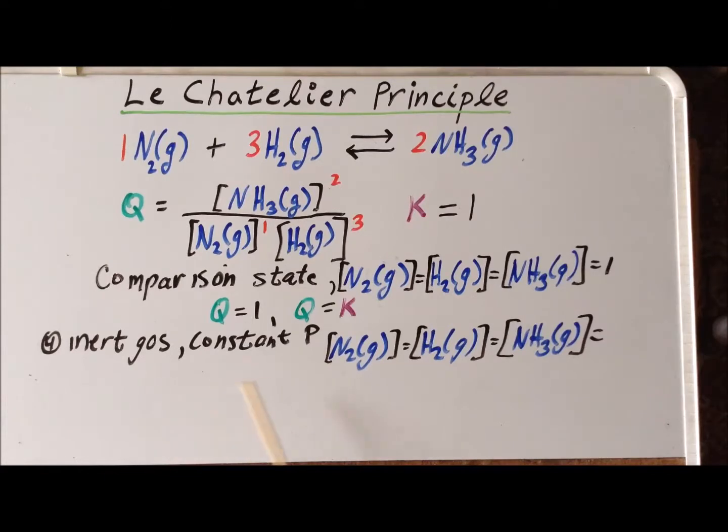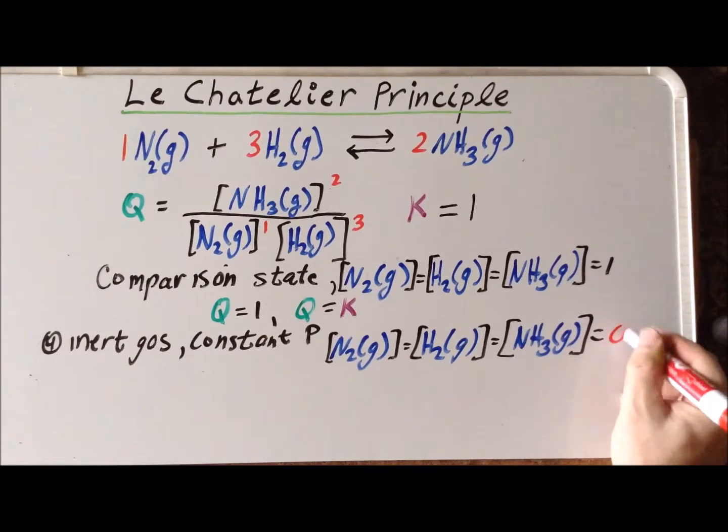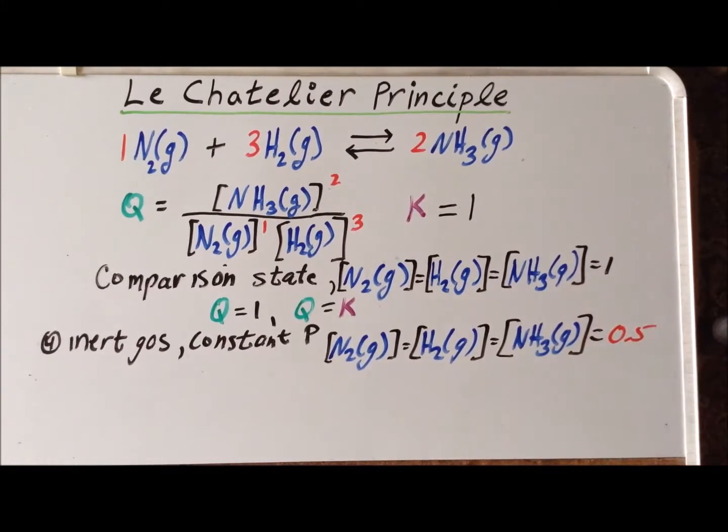So if we add sufficient inert gas so that the volume doubles, so the piston increases the volume of the reaction chamber so that it's twice what it was before, now we have the same number of moles of gas, each of which is in twice the volume it was before. As a result, the concentrations have dropped from 1 to 0.5 for each of the gases involved.